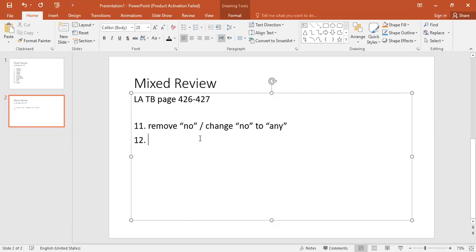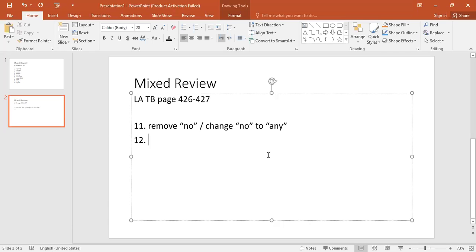Number 12. The order keeps changing, the order of the names. Okay, Isa, number 12. Yuko replied, I haven't never heard this drummer before. We will remove haven't. Okay, I never heard this drummer before.